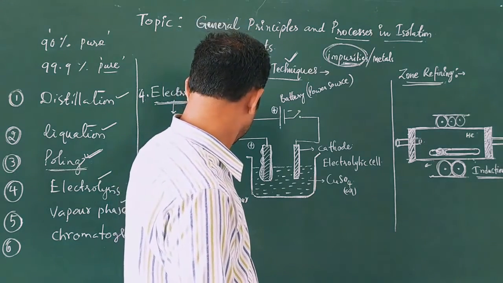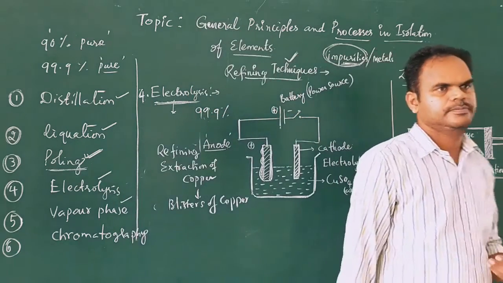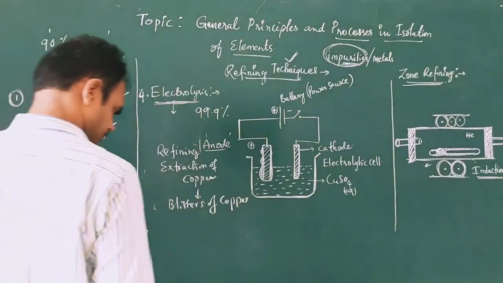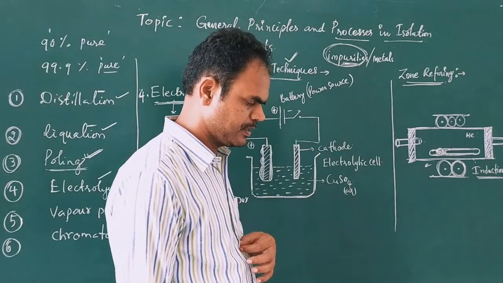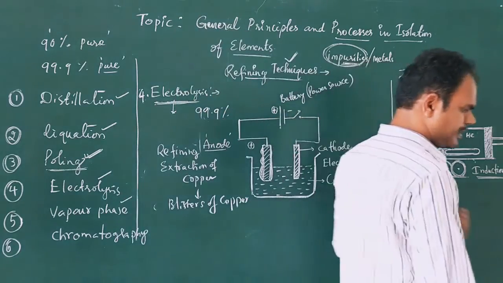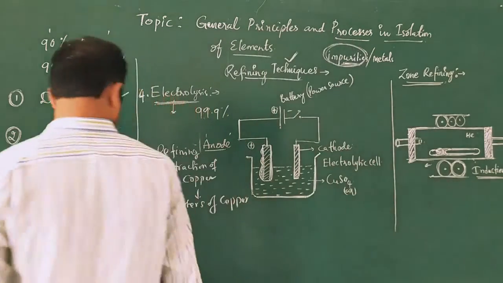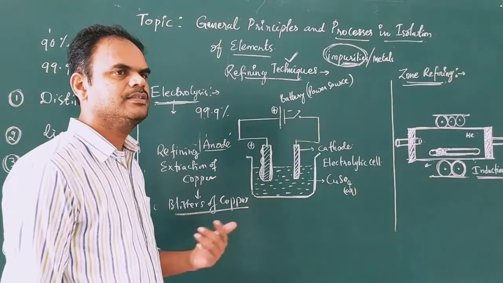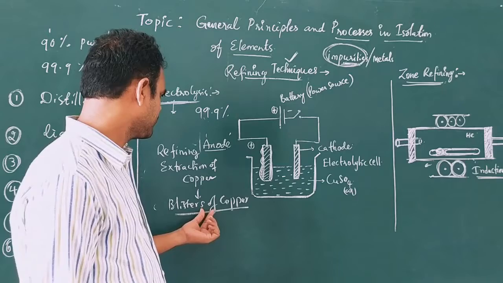Small pieces of copper. Blisters of copper. What is meant by blisters? When copper sulfide is heated with a reducing agent at high temperature, sulfur dioxide gas escapes from the molten copper. That freshly prepared copper has blisters on the surface after cooling. That is what we mean by blisters of copper.